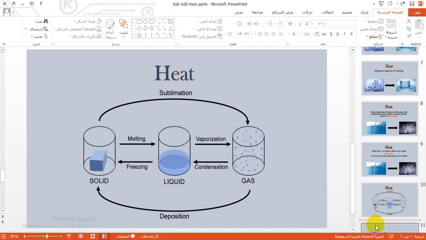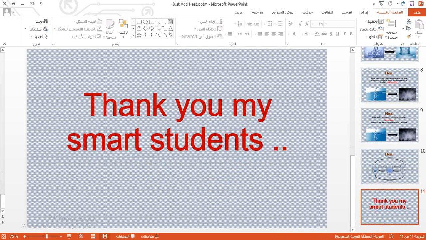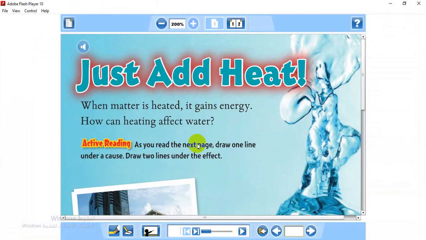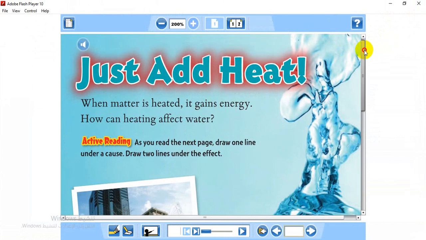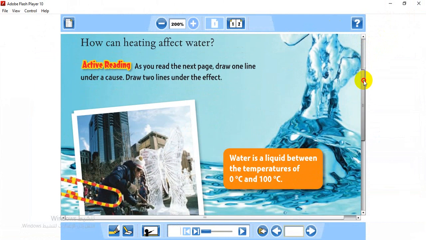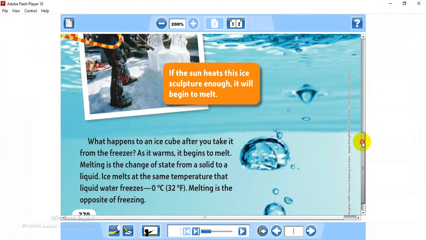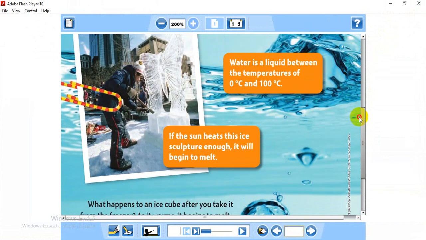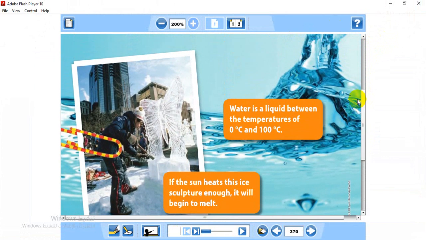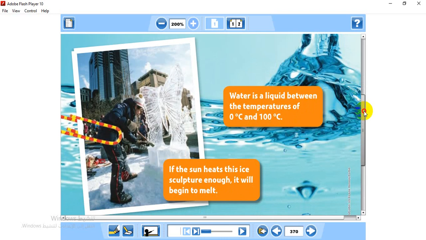Okay guys, now I will solve with you the activity in the book before we start solving the classwork. So, just add heat. Please be with me, open your book, page 370. We mention everything here, but I will just give you an example related to our lesson.